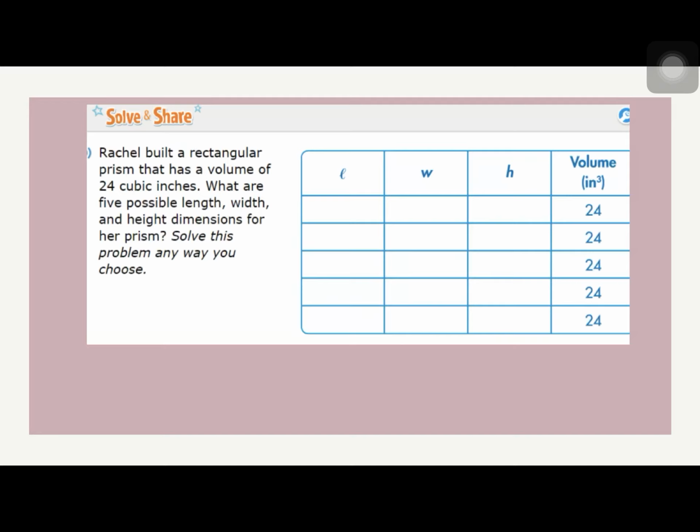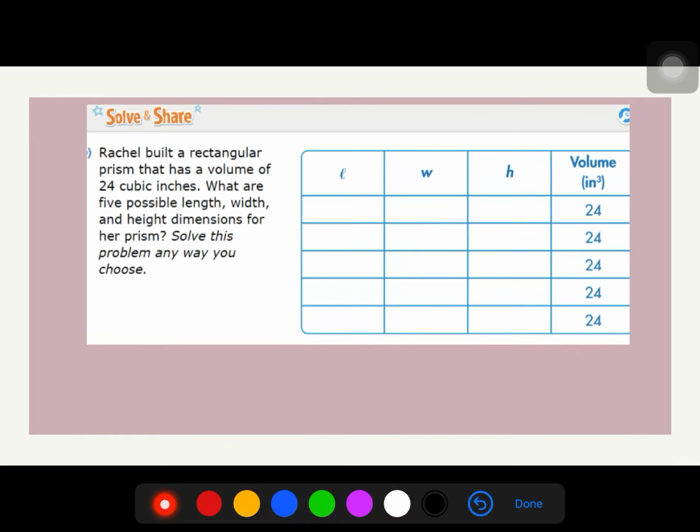All right, I want you to look at this solve and share, and I want you to be as creative as you can. Rachel builds a prism that has a volume of 24 cubic inches. Tell me 5 possible length, width, height dimensions for her prism. So I can't get 3 numbers that add to 24. I want 3 numbers that multiply to 24. Well, I'm going to go easy here. I'm going to go basic math fact.